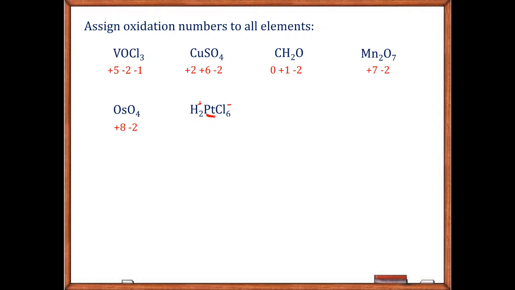So we need to know the oxidation state of platinum here. We have +1 times 2, so we have a +2 here. Then we have -1 times 6, which gives us -6. So if we say +2 plus -6, this gives us a charge left over of -4. Since I have an overall 0 charge on the molecule, platinum has to balance out a -4. So therefore it has to be +4.